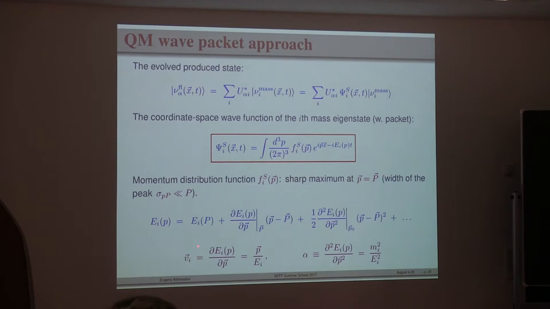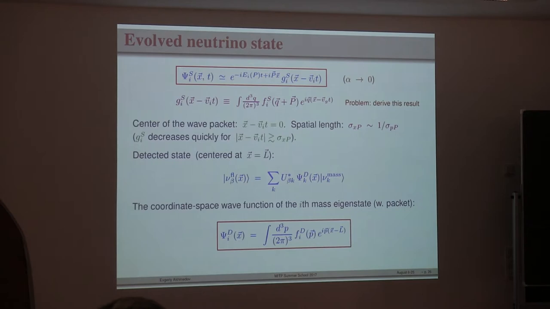Now the derivative here is by definition the group velocity of the wave packet. So we have energy at the peak value of momentum plus group velocity multiplied by P minus P capital. And then it's quite easy to show that in this approximation, if we neglect higher order terms in the expansion, we can find a very simple formula for the wave packet of a particle, which is given by the phase factor, which is very similar to the plane wave.